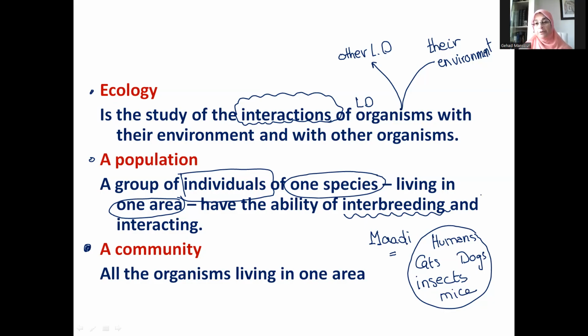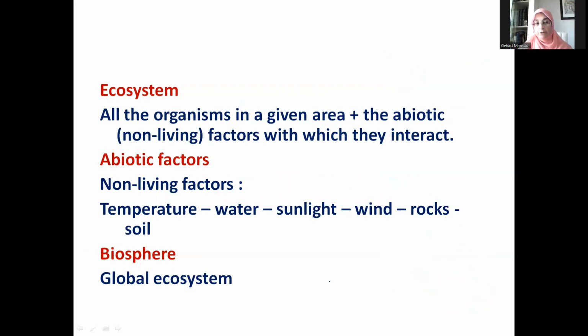So of course, a community, as you see, includes the population of human beings, the population of dogs, the population of cats, the population of insects, the population of mice, but in a certain area. You have to determine the area where this community lives.